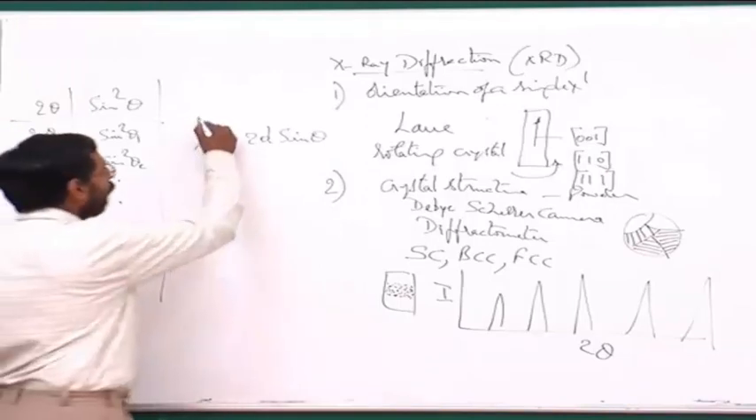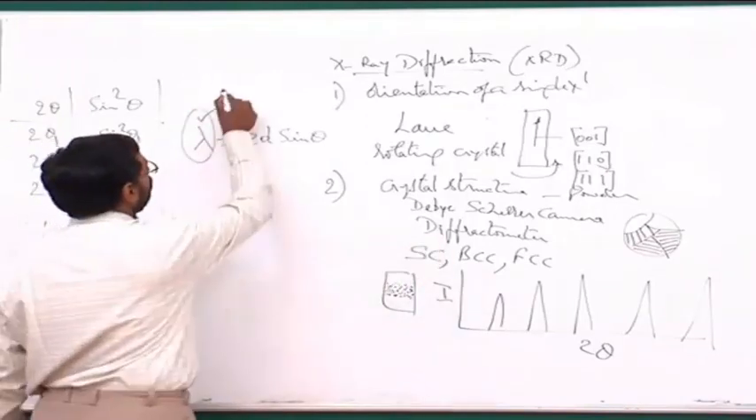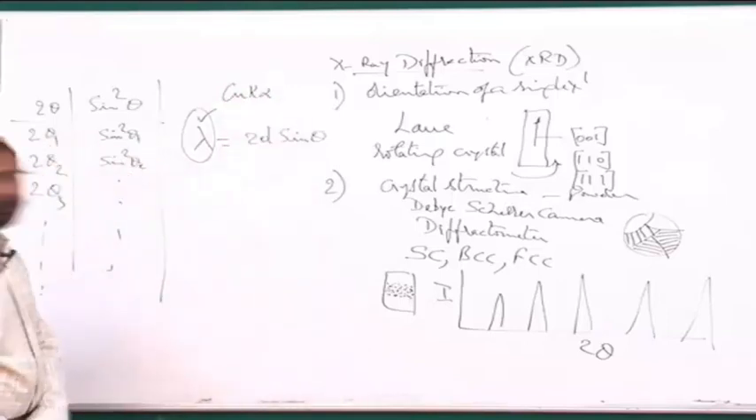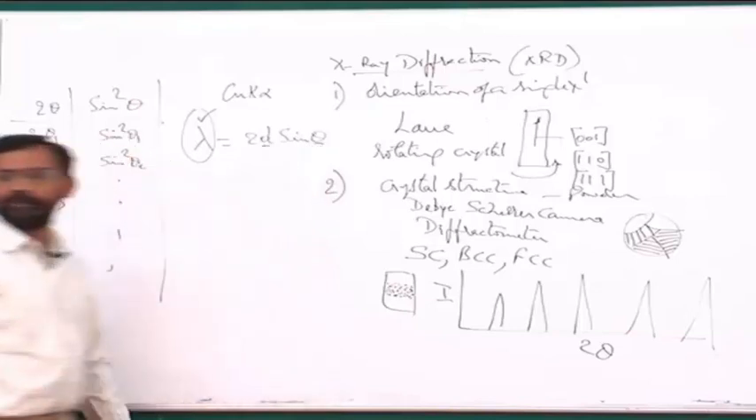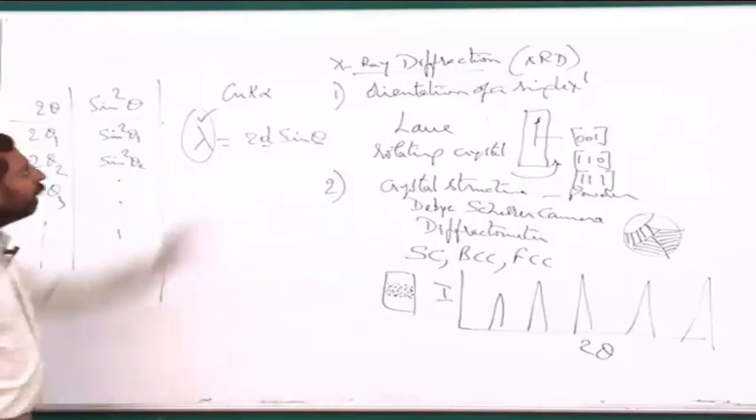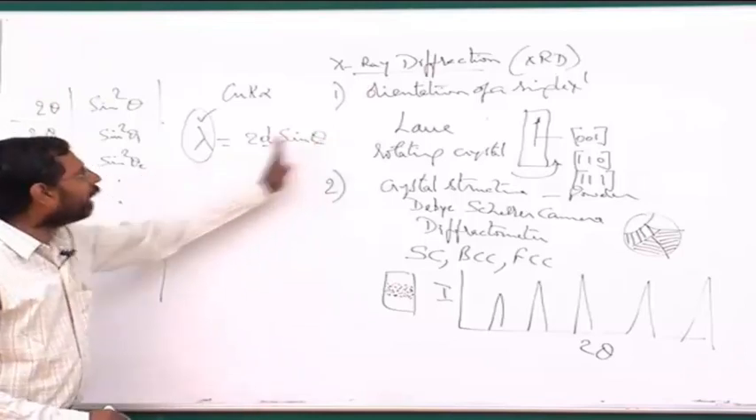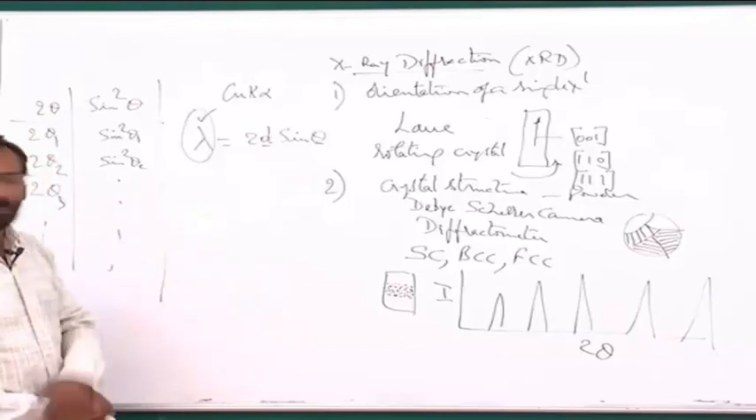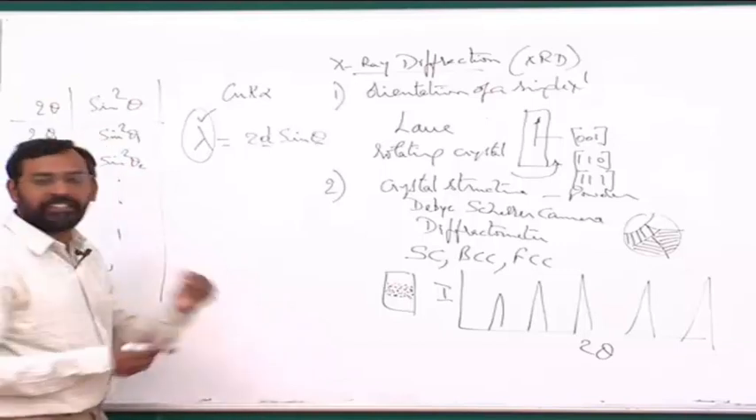For a given lambda, in a powder diffraction, we always use a fixed lambda, for example, copper K alpha. If I am using a fixed lambda, then you see that theta basically depends on d. As a result, if I know the theta, I can find out the d. At the same time, we have also seen that for different crystal structures, there are certain extinction conditions.